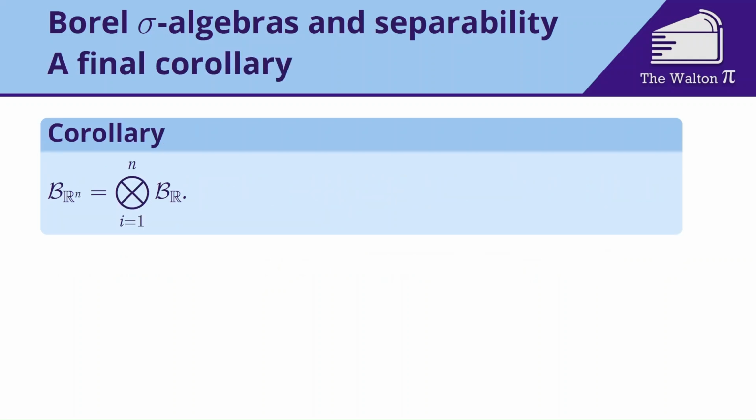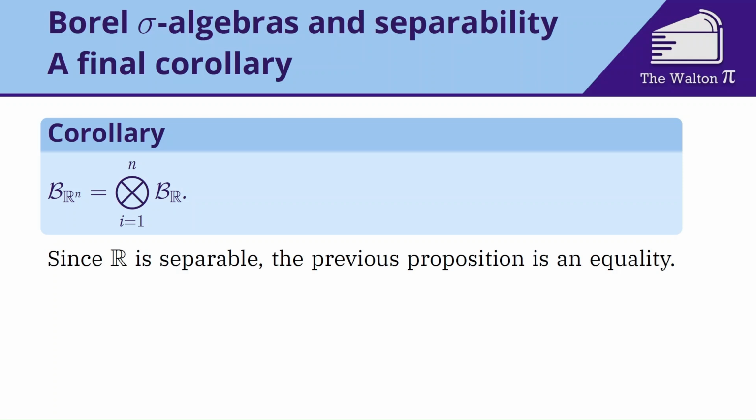As a quick corollary, this tells us that the Borel sigma-algebra on R^n is the product of the Borel sigma-algebra on just R. Okay, so since R is separable, the previous proposition is an equality. There we go. That's the entirety of this corollary. It's a very helpful one, and this is what we actually use most of the time. But this is a helpful fact in analysis.